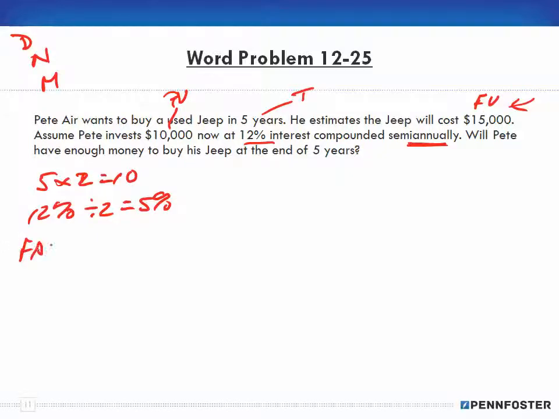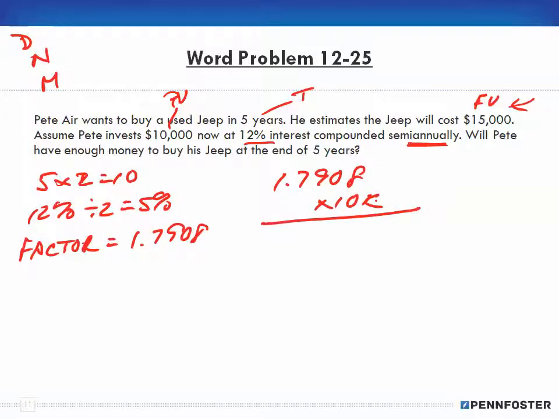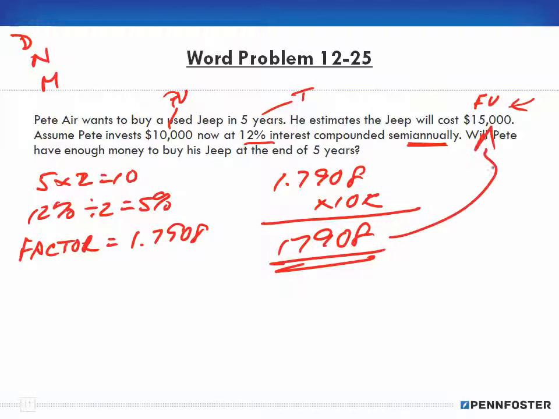So my factor is equal to 1.7908. Okay, and I multiply that 1.7908 by the 10,000, and I end up with $17,908. Okay, and like I said, if he invests it that way, that's greater than the 15,000. So yes, the answer to that question, does he have enough money, is yes, because he only needs 15,000 in the future.